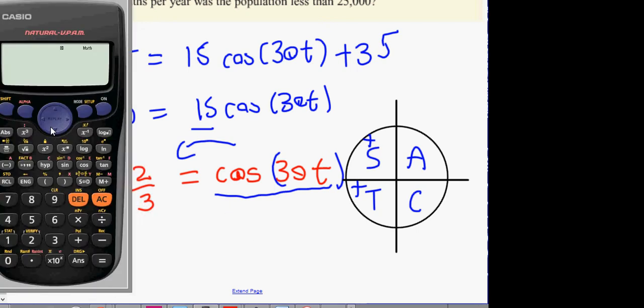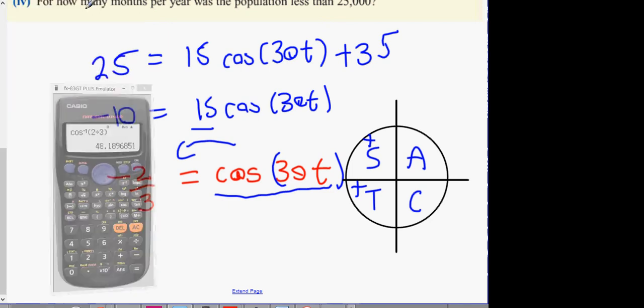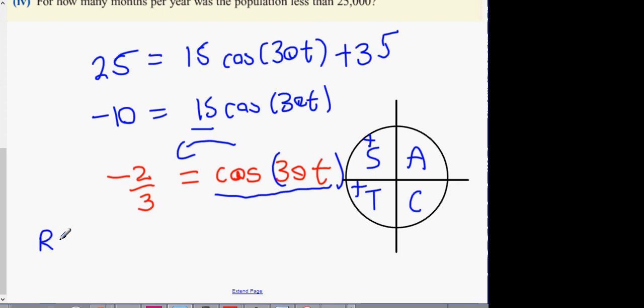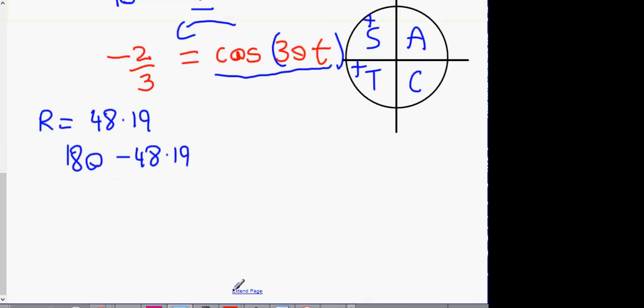131.8. Okay, so what did we say that is? 48.18? 48.19? It's alright, I know that. So the reference angle is 48.19. We're doing the rules for S and T, so it's going to be 180 minus 48.19 and 180 plus 48.19.